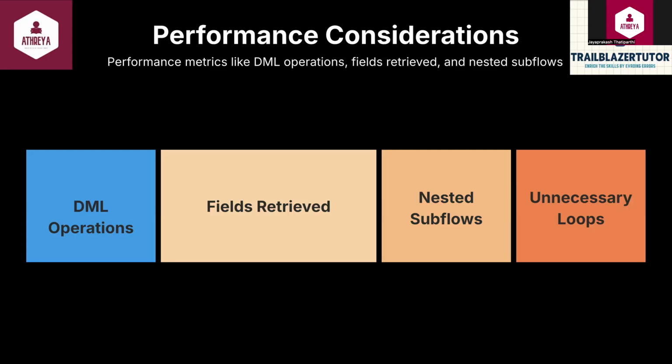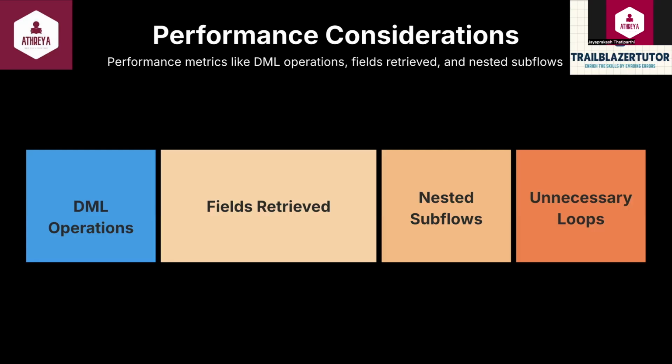For example, instead of performing multiple record updates in a loop, collect all records into a single collection and perform one bulk update at the end. This reduces DML operations and improves performance significantly. Next, be mindful of the number of fields you retrieve when you use getRecords element. Retrieving every field just in case may seem convenient, but it can slow down your flow and consume unnecessary system resources.